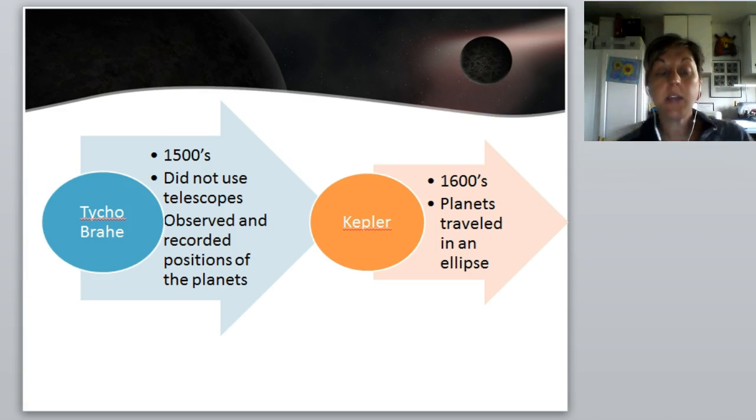Tycho Brahe was really the one in the 1500s. He didn't use a telescope, but he was able to observe and record the locations and positions of the planets. And then in the 1600s, right after the telescope was discovered, Kepler developed the theory that the planets moved in an elliptical pattern rather than a circular pattern.